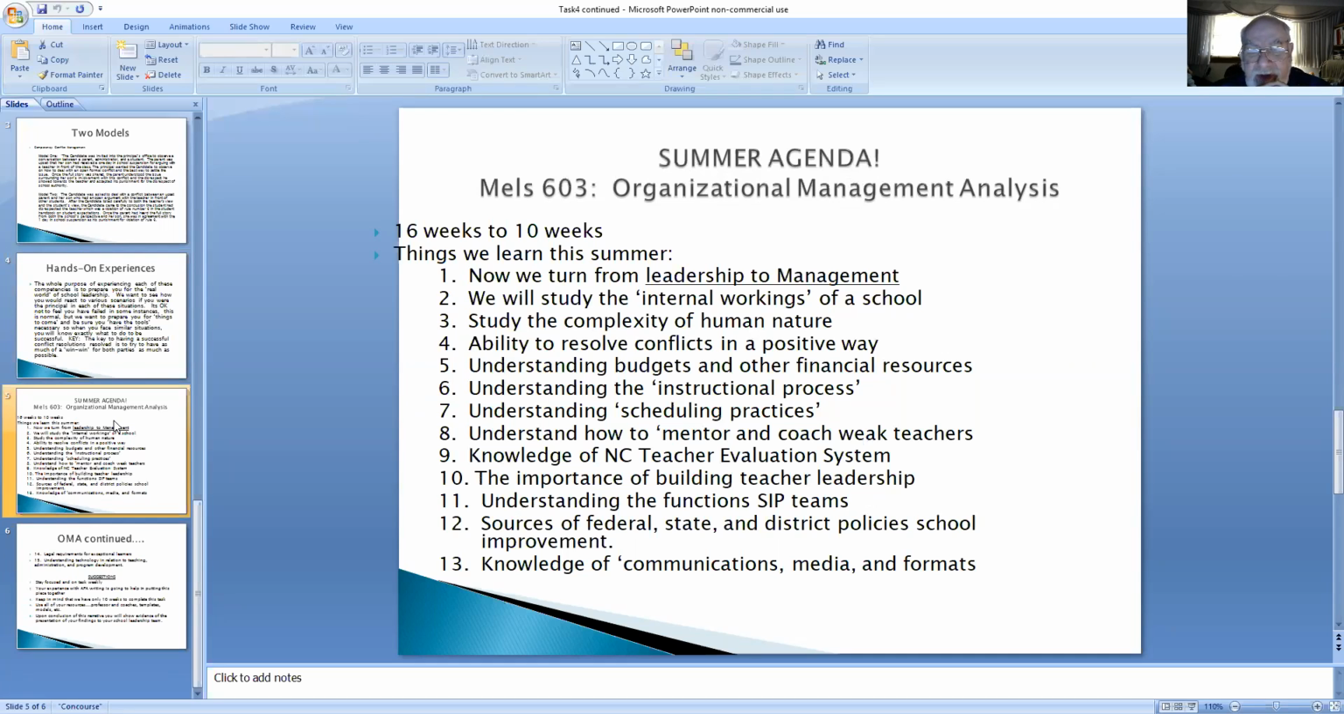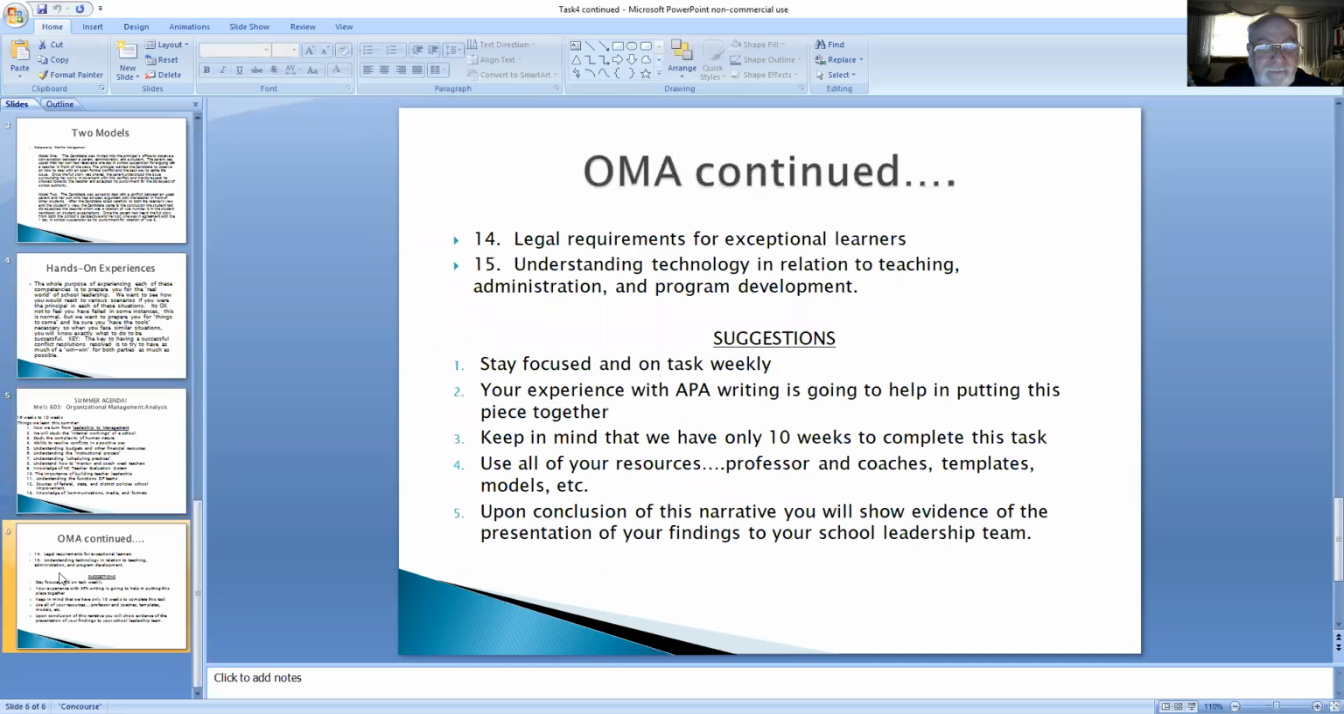We're going to look at the functions of teams. We're going to look at the federal, state, and district policies on school improvement. We're going to look at communication, media, and formats. We're going to be looking at the legal requirements for exceptional learners. We're going to talk about those laws. And then we're going to weave through all this the elements of technology. So this is what's coming up. And we've got 10 weeks to do 16 weeks of work. So we're going to have to stay on task. Don't get behind.